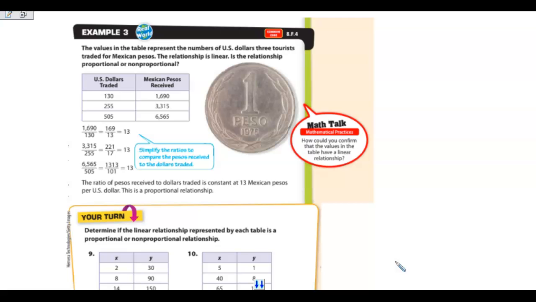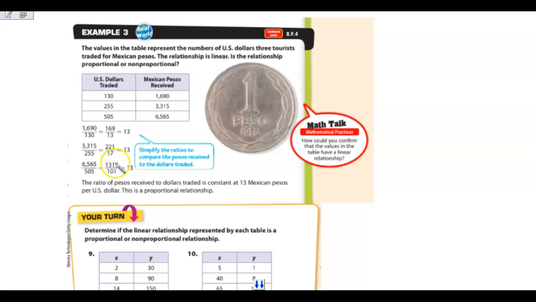Let's take a look at example 3. The values in the table represent the number of US dollars 3 tourists trade for Mexican pesos. The relationship is linear. Is the relationship proportional or non-proportional? And so what they've done is they looked to see if there's a constant. So they took the number of pesos and divided it by the number of dollars, and when they did that, they get 13. So there is a constant.